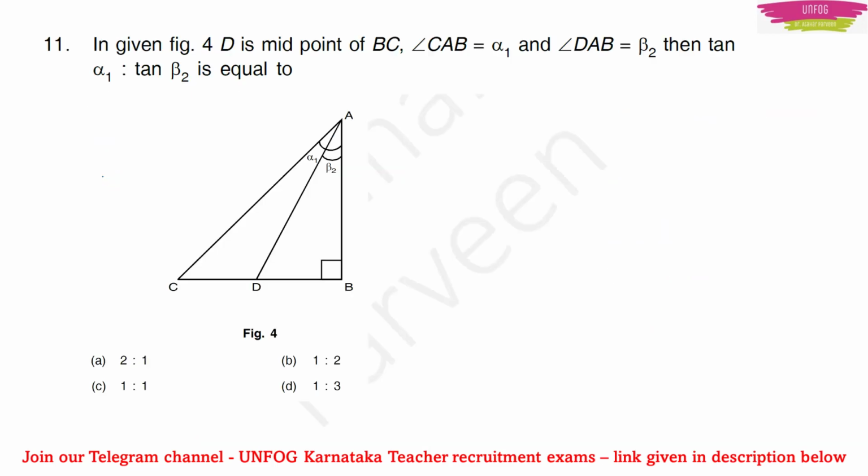Next question. In given figure 4, D is the midpoint of BC. If D is the midpoint of BC, it means both will be equal, okay?